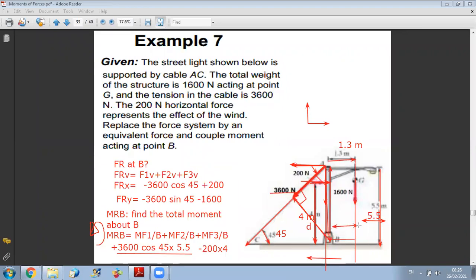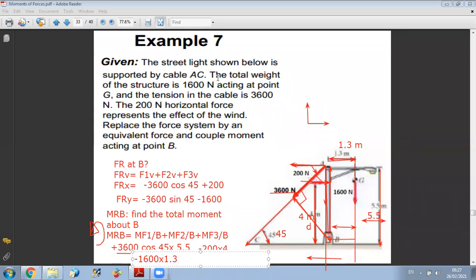This is the perpendicular distance. It's equal to 1.3 meters. So I do minus 1,600 times 1.3. In this way, I get the resulting moment about B. So what I did now, I reduced the system of forces acting on my structure to one force, one couple at one point. This is what we call reduction of force system, force and moment system.